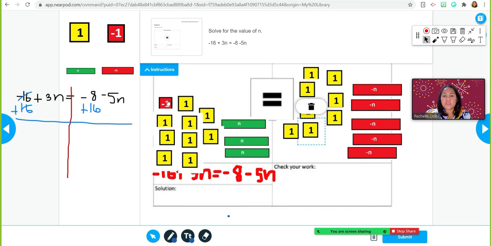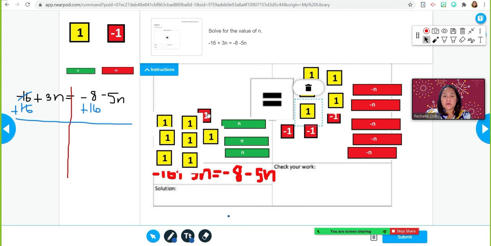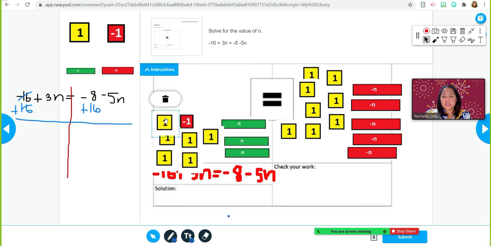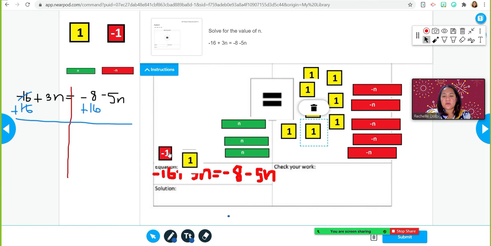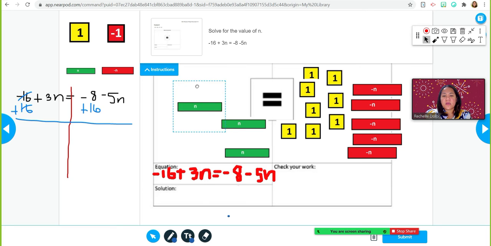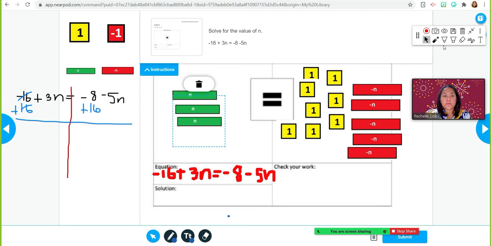That's the meaning of zero pair. Oops, hold on. Something, this one should stay. I should not just be deleting it; what I'm trying to do is make this a zero pair. So the only thing left on the left side is just the 3n. As you can see in the algorithm here, we have canceled that out, then 3n is what's left. I hope that makes sense.